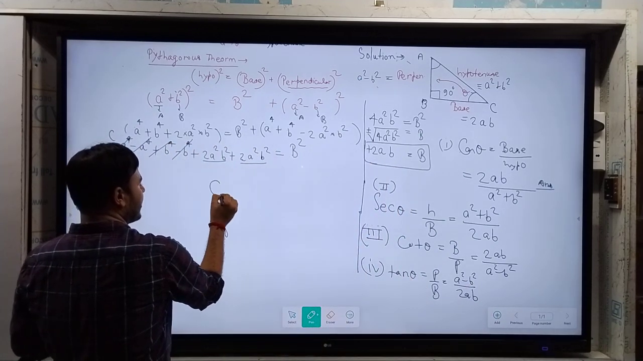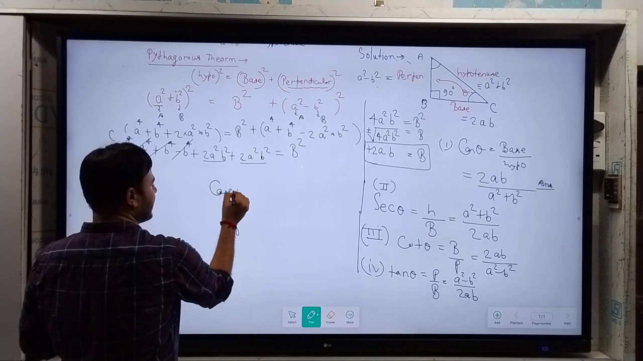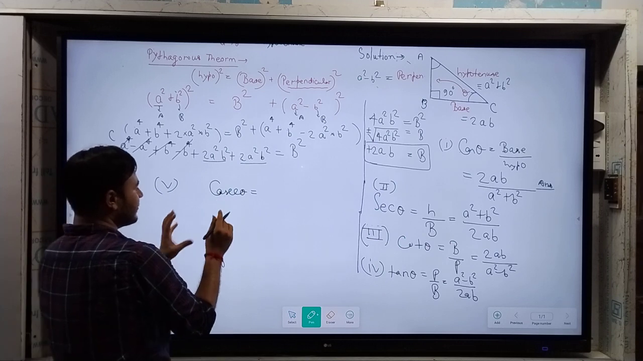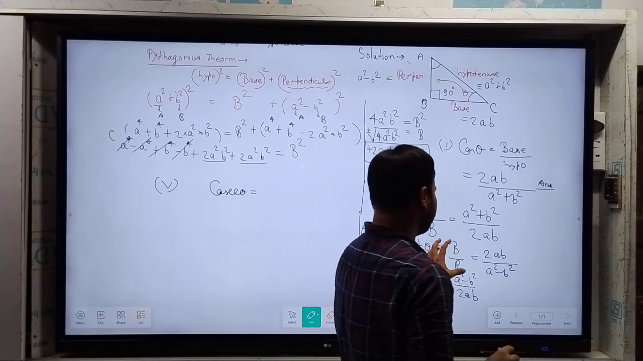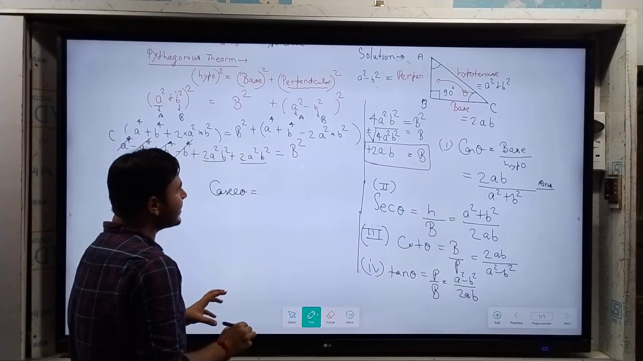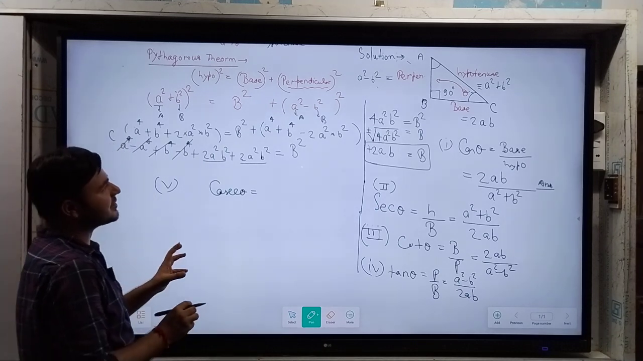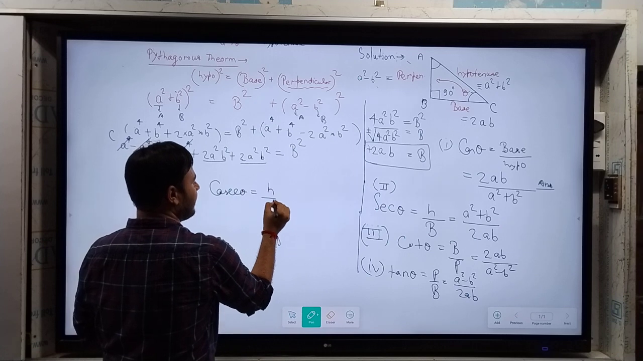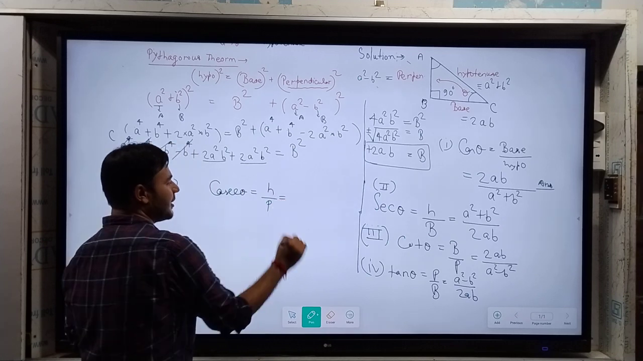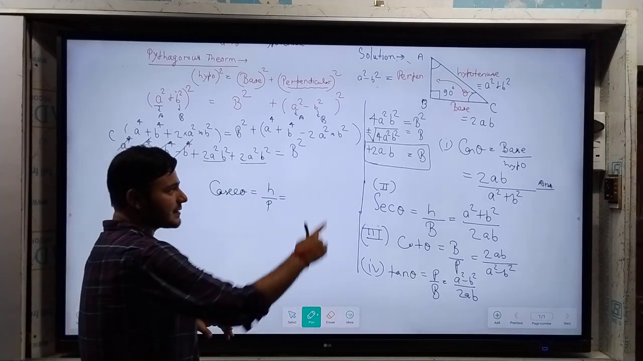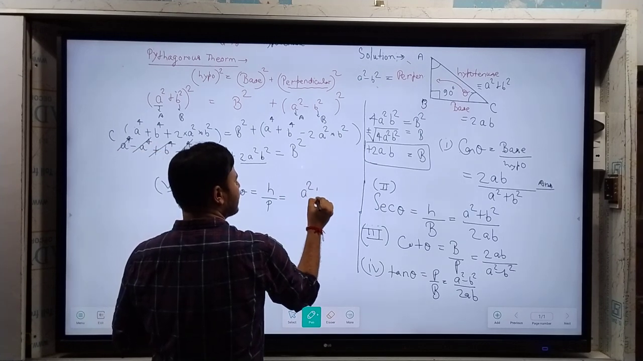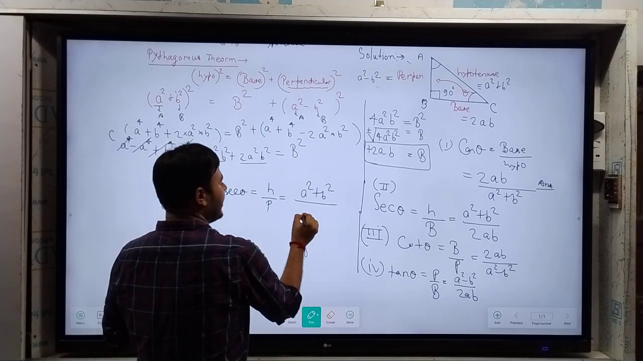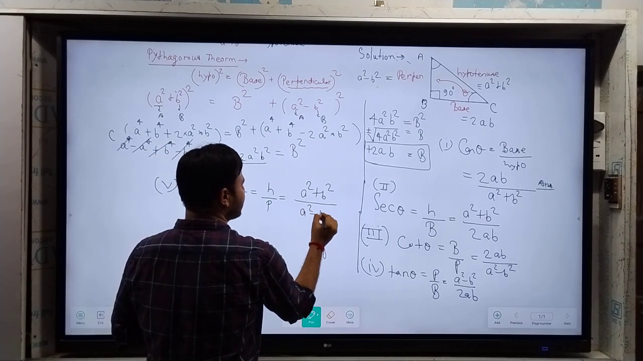If we look at cosec theta, what will be cosec theta? This will be just the opposite of sin theta. The sin theta formula is P by H. But the formula of cosec theta is H by P, hypotenuse upon perpendicular. Hypotenuse will be a square plus b square upon perpendicular a square minus b square.